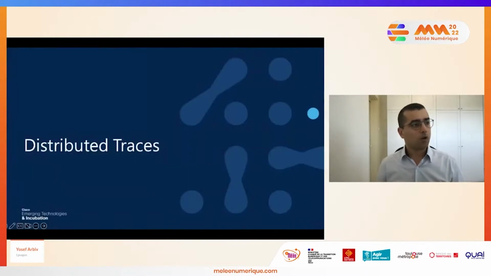And the last thing that I want to talk about in this part of the presentation is distributed traces. When we are dealing with distributed systems, we need to talk about distributed traces. A distributed trace tells us the story of a transaction or an event as it propagates through the entire distributed system.